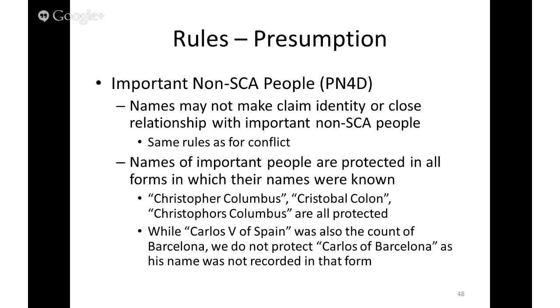Number two, you are not your persona, and your persona is not you. So even though you, the legal person, may be descended from somebody, your persona is not. And that's why we will not allow you to use your complete legal name as an SCA name. There has to be some difference. This is why if you're entitled to bear arms in the real world, we will not let you register those arms, because that's your real world person's arms, not your persona's arms.